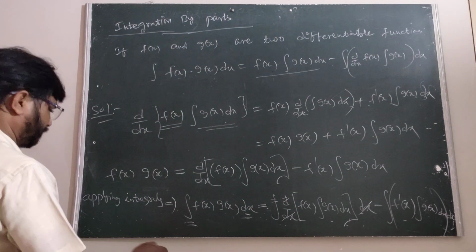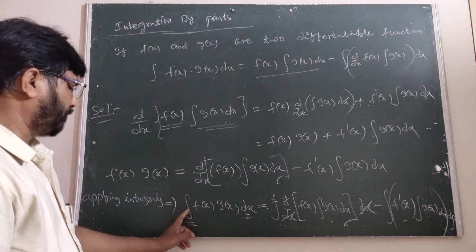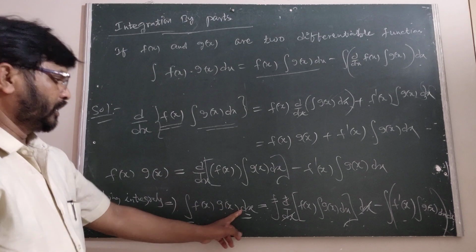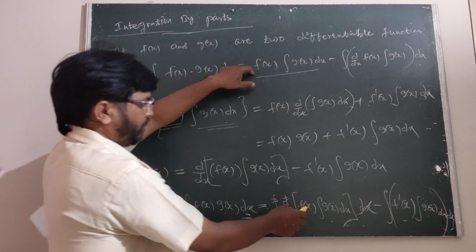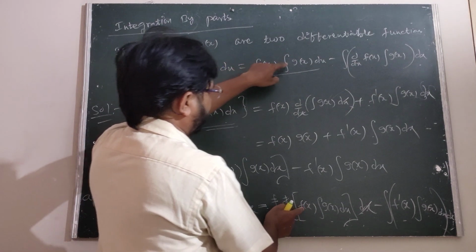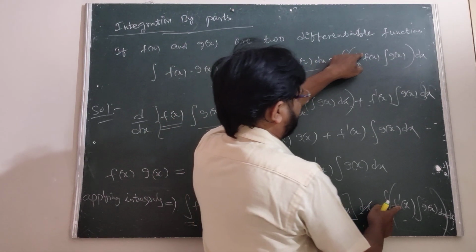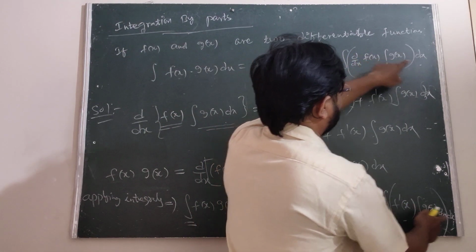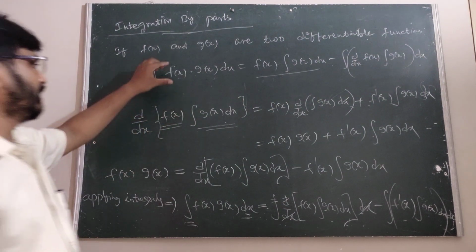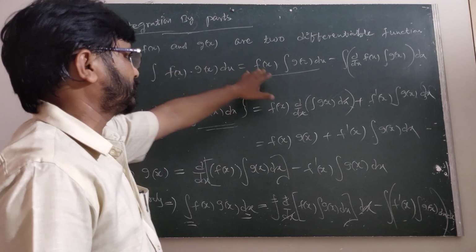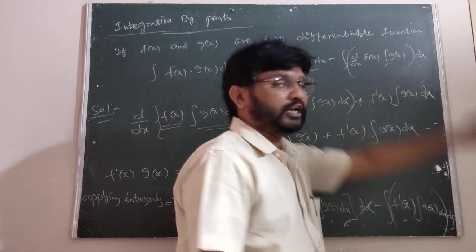What are we getting here? The integral of f of x into g of x dx equals f of x integral g of x dx minus integral of f dash of x integral g of x dx, whole of dx. This is the required formula. The integral of first into second function is first into integral of the second, minus integral of derivative of the first into integral of the second.